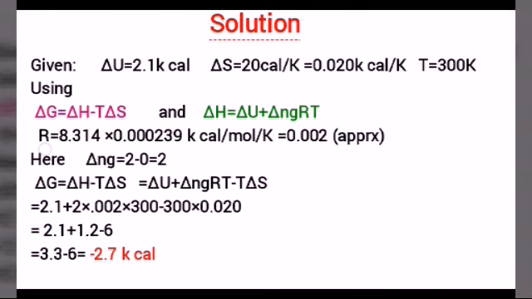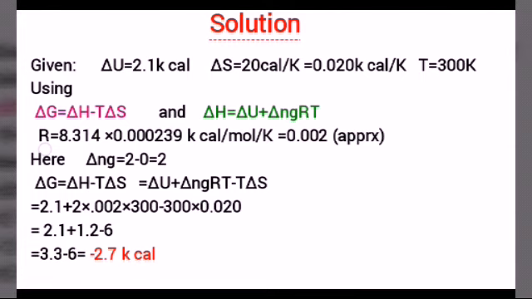Now putting these values, we are getting delta G is equal to delta H minus T delta S. Putting delta H is equal to delta U plus delta Ng RT, this is minus T delta S. On putting the values, we are getting 2.1 plus 2 into 0.002 into 300 minus 300 into 0.020. On solving this, we are getting minus 2.7 kilocalorie. So the option was B, I think. So minus 2.7 kilocalorie is the answer.